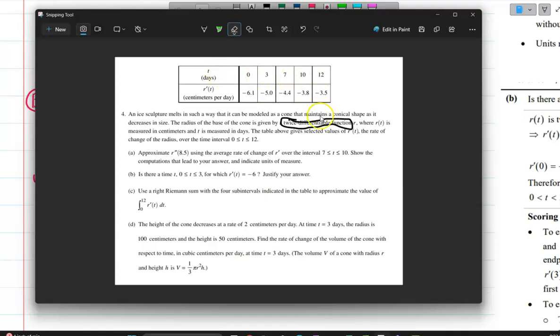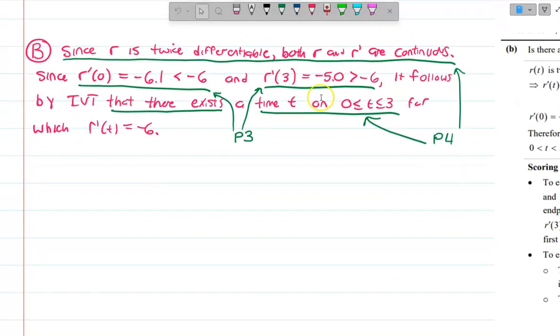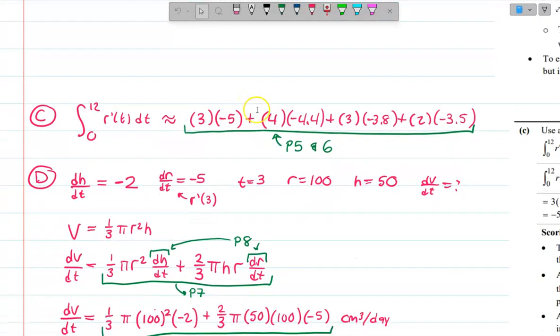Part C is going to use a right Riemann sum with 4 subintervals to approximate this integral. So you would have, again, interval from 0 to 3, from 3 to 7, 7 to 10, and then 10 to 12. Classic table Riemann sum questions where, by the way, the delta x value is different here. It goes from 3 to 4 to 3, and then to 2.